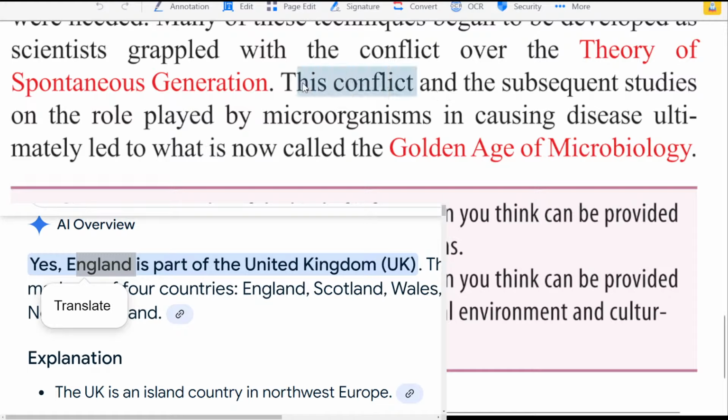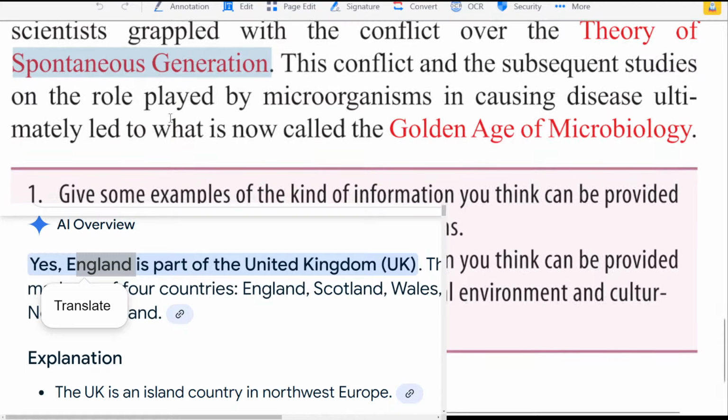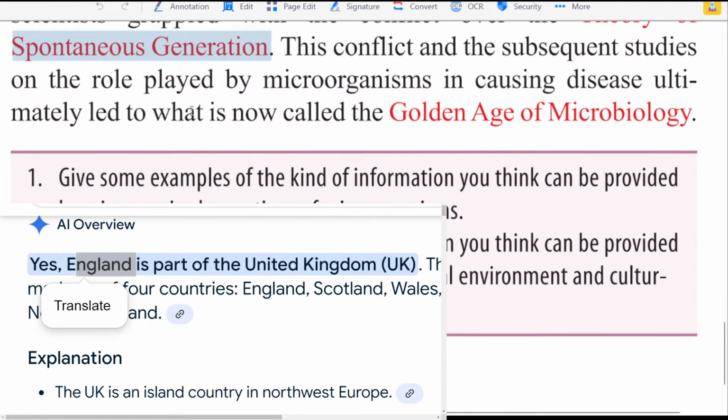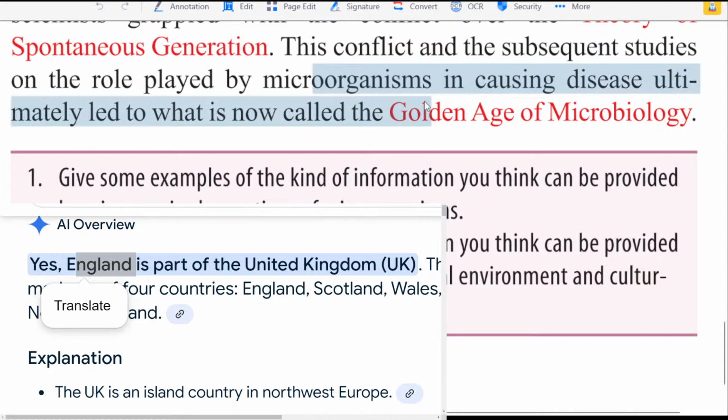So even if spontaneous generation was a conflicting concept, with people rejecting it over and over again, the research was still being conducted. It was a good sign that people were paying attention to something that is not even a success in current days, but it was a big thing in the past. So it played a role, and the study of microorganisms in causing diseases ultimately led to the golden age of microbiology.